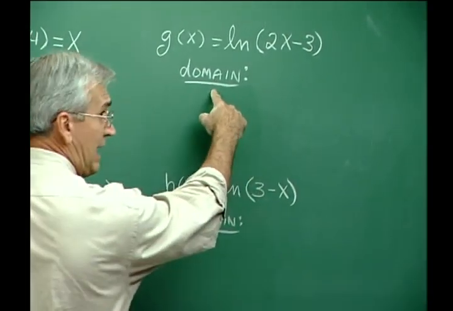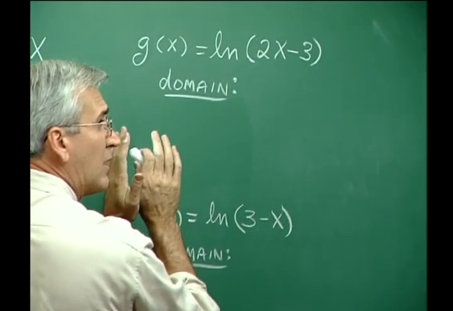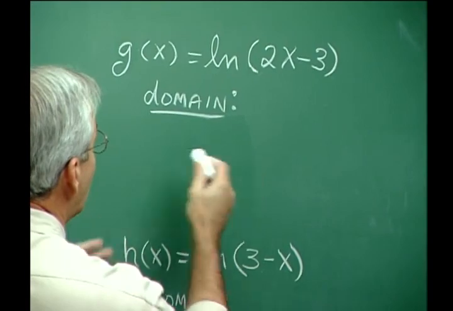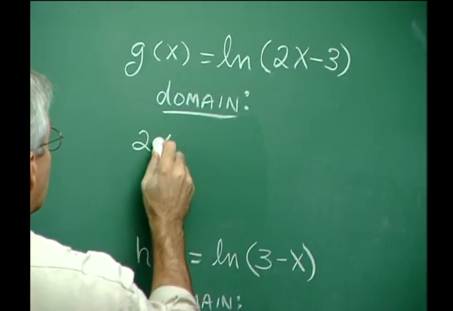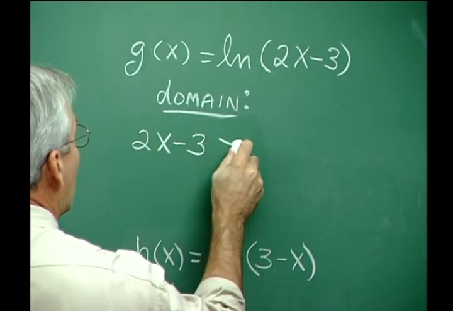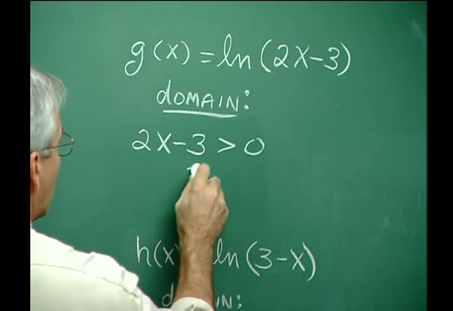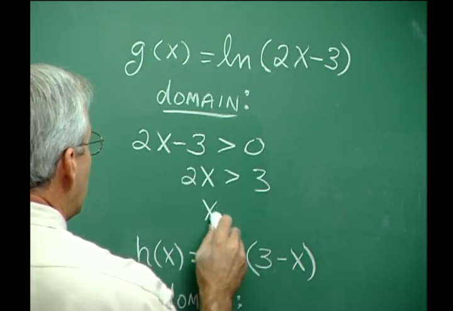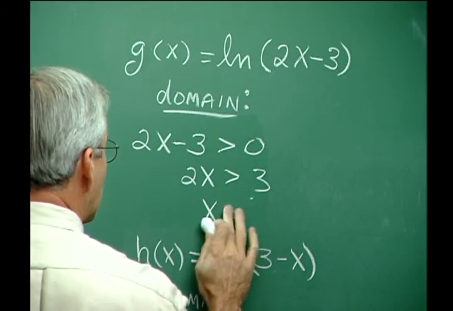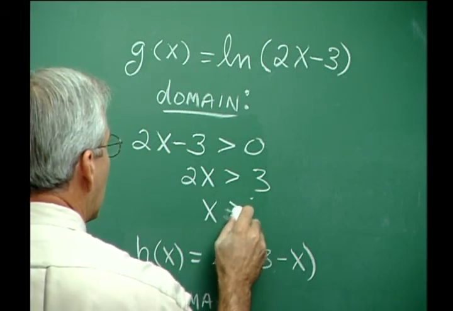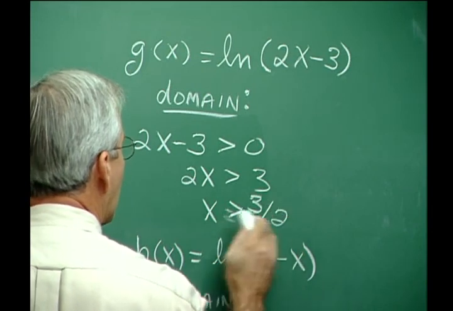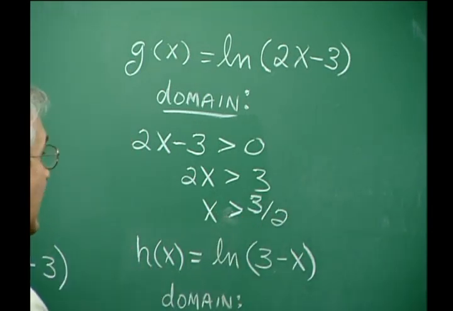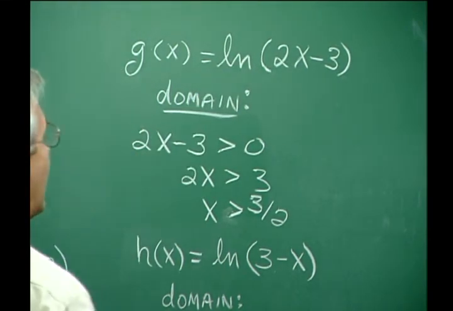The domain is found by saying to yourself, well, we can only take the logarithm of positive values, so we'd like to know the values of x that will cause 2x minus 3 to be greater than 0. So we add 3 on both sides, divide by 2, whoops, not equal, greater than. So x is greater than 3 over 2. x is greater than 1.5 then as the domain of that function.